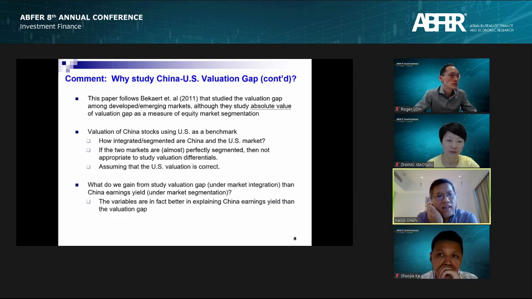So at the end, if we want to look at China's valuation, we have to ask ourselves whether we should look at this valuation gap, or whether we should look at China's earnings yield. In fact, Xiaoyan probably has not presented this. They find that the variables better explain China's earnings yield than the valuation gap. So we have to think about which model is really better.